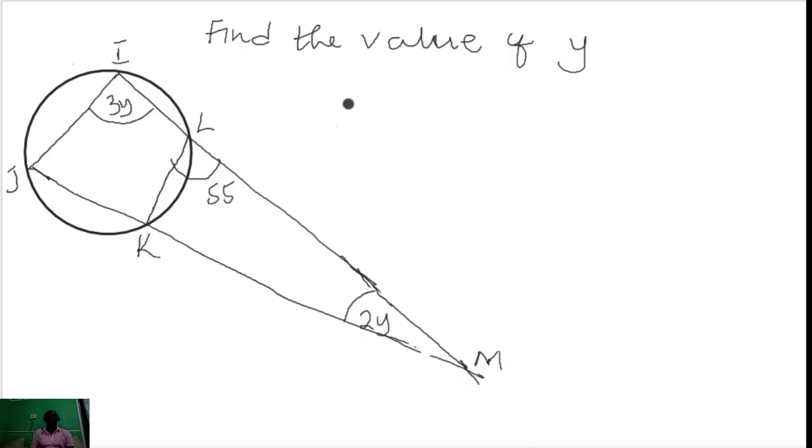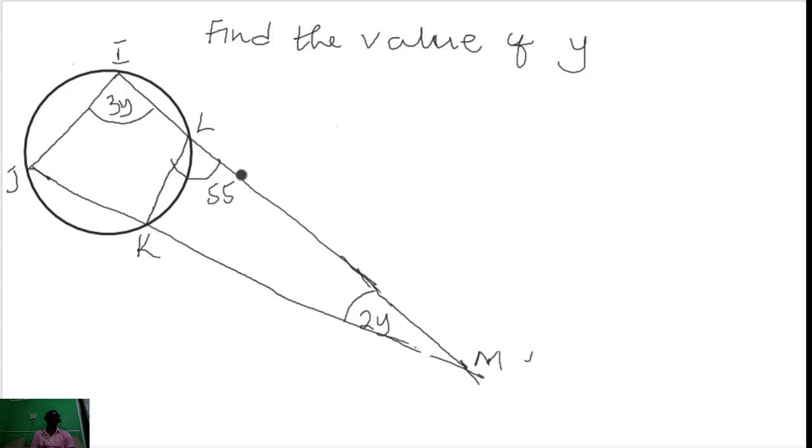Okay, let's look at the next question. We have the question, in which JM is a tangent, and IL is also a tangent. We can also see that JIKL is a cyclic quadrilateral.